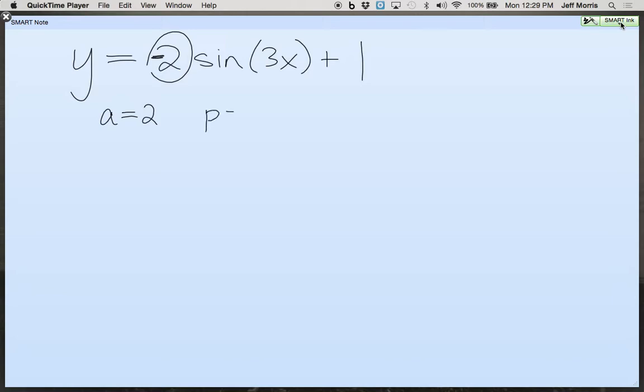Period. What's the period? It is not 2 pi. It is 2 pi divided by b, and b in this problem is 3, so the period is 2 pi over 3.